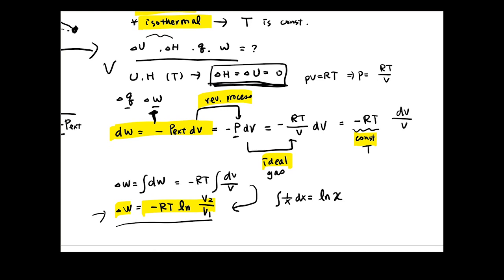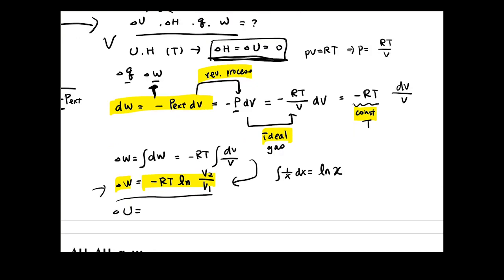So once you know your delta W, because delta U is delta Q plus delta W, and your delta U is 0, right? You know your delta Q will simply equal negative delta W. In this case, it will equal RT natural log V2 over V1.